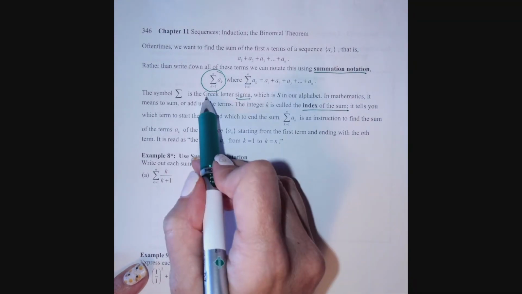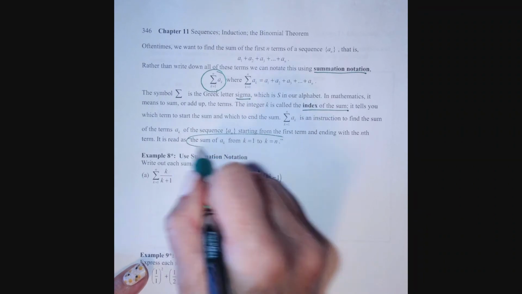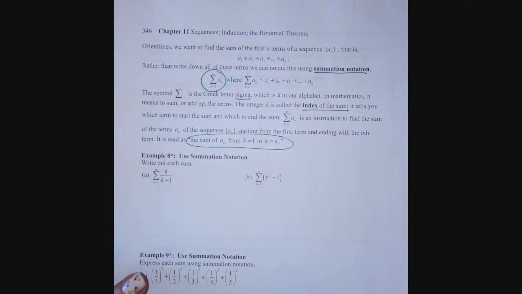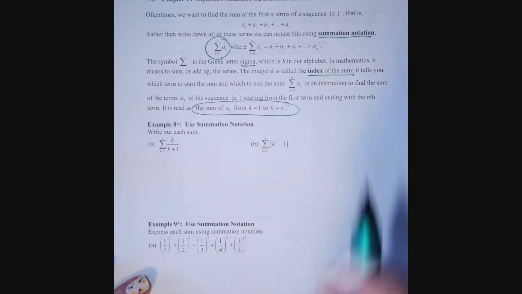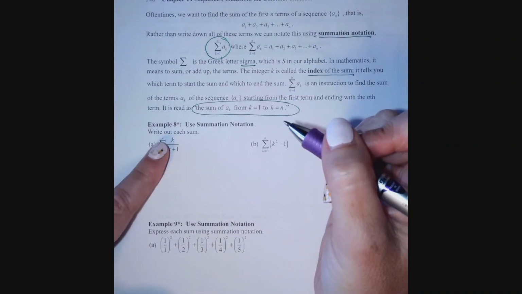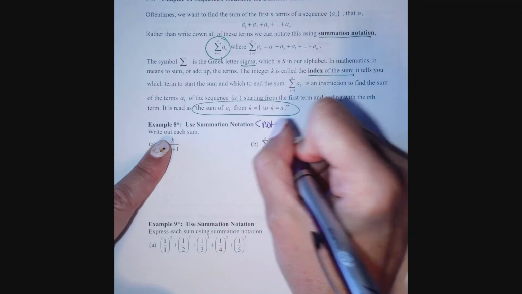So this summation notation is read as the sum of a from k equals 1 to k equals n. So we're looking for the sum of an infinite sequence there, and that may not be possible to find. Now, for example 8, it tells us to use summation notation to write out each sum. We don't have to evaluate it.